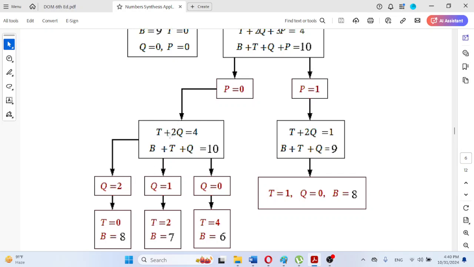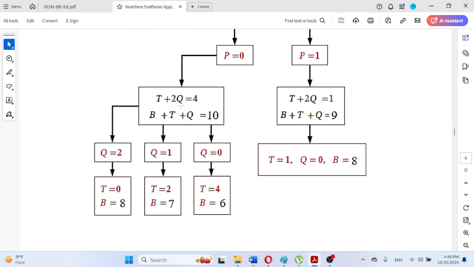Just for explanation, if for example Q is greater than 2, that means 3 multiplied by 2 will be 6. On the right hand side there is 4, and 4 minus 6 will be minus 2. So T will be minus 2, which is impossible because none of the links can adopt negative values. So in this way these are the only valid values for the quaternary link.